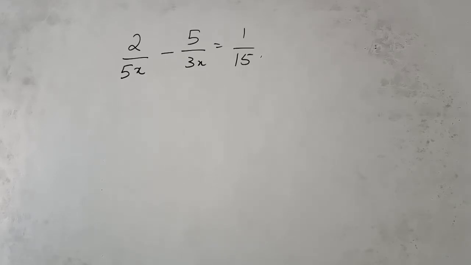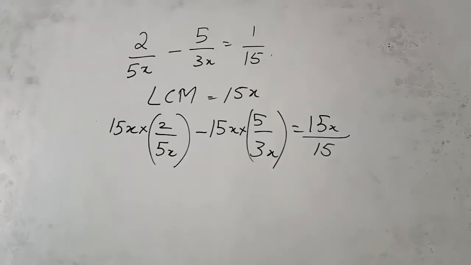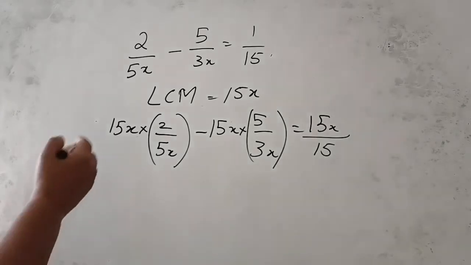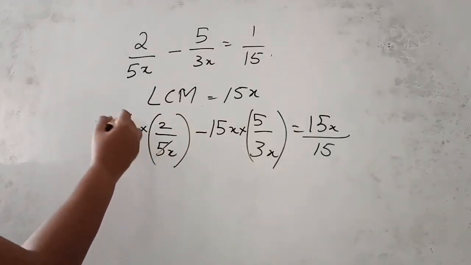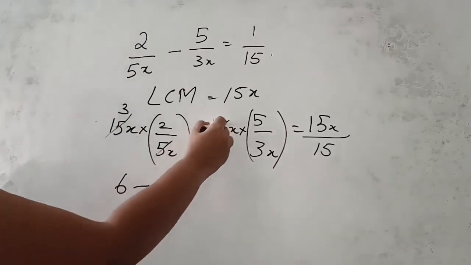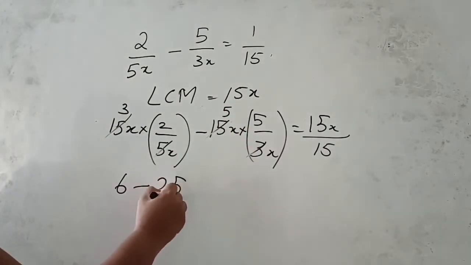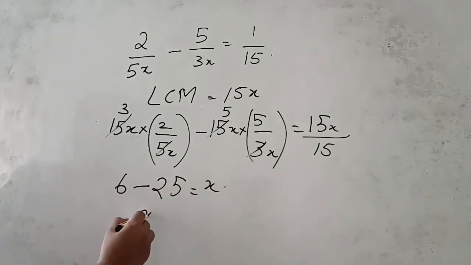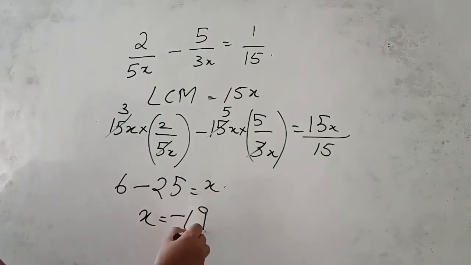So I have to take the LCM. Now what is the LCM of the denominator? The LCM of 5x and 3x and 15 is 15x. I have taken the LCM as 15x. I have multiplied each term on the LHS and each term on the RHS by 15x. So I have got 15x into 2 by 5x minus 15x into 5 by 3x is equal to 15x by 15. And now I will simplify. I get a 6, I get a 25, and I get an x. Or I get the value of x as equal to minus 19.